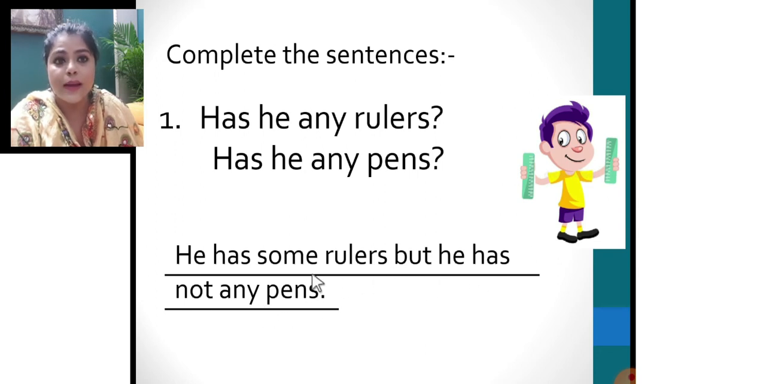Now here some is a positive sentence and a quantifier. He has some rulers. You can see there he has some rulers, but he has not any pens. He has not any pens. Let's do the next question.